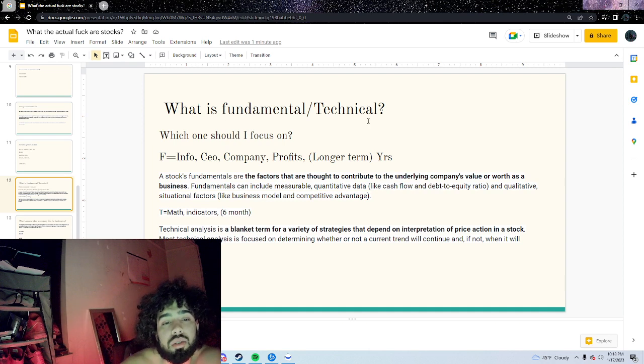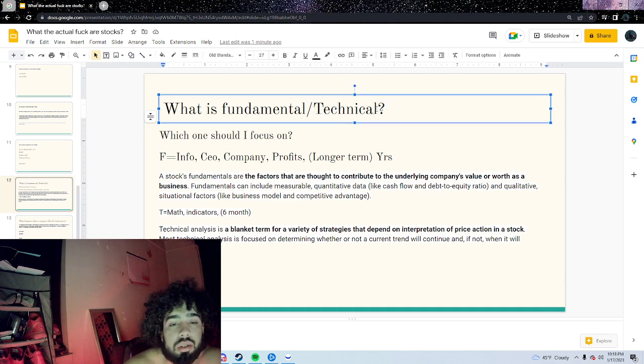Fundamental and technical. So technical is more towards trends, volume, analysis based off technical terms. And then fundamental is more information based, I would say. But this is gonna be level 2. So this right now is just level 1. This is just the basics.